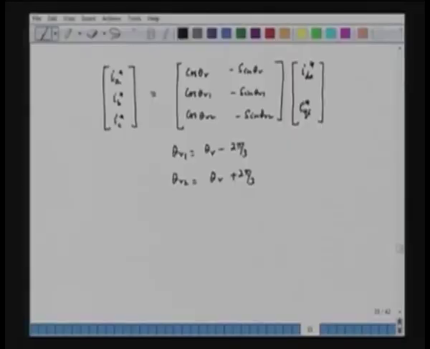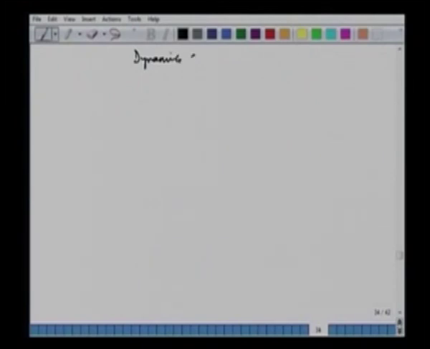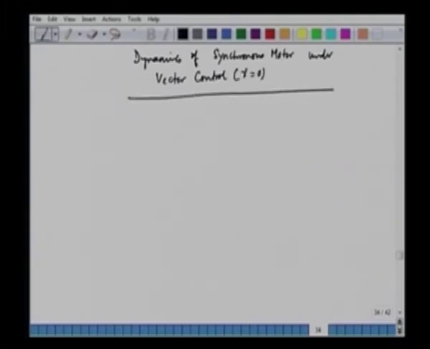We will just recapitulate the torque equation that we have derived in the earlier few lectures of this course. So, the response or the dynamics of the synchronous motor under vector control, which means gamma equal to 0. We are always trying to model the synchronous machine in the rotor reference frame. It means our reference frame D and Q axes are fixed on the rotor. So, we can write down the equivalent circuit in the D axis and the Q axis respectively.